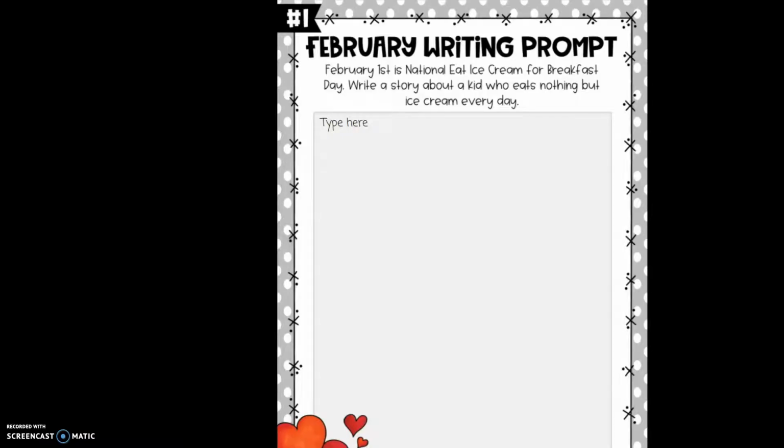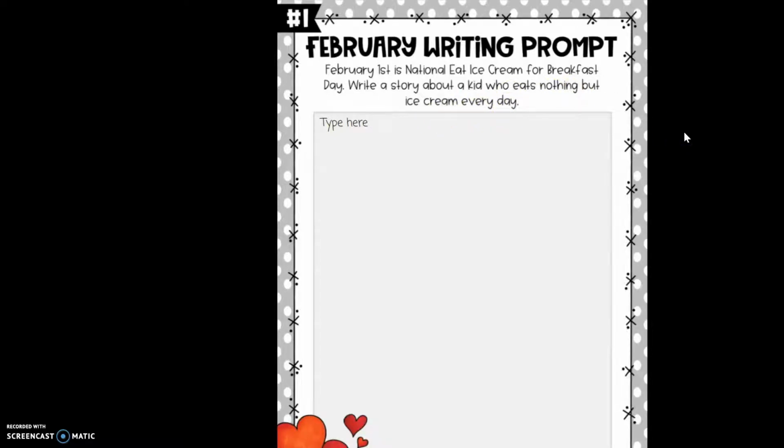Okay, scholars, so for this writing activity, we are going to be writing about a story that deals with ice cream. Okay, so I don't know if you know this or not, but February is National Eat Ice Cream for Breakfast Day, which sounds kind of silly, but you know, there's days for everything. So we are going to write a story about a kid who loves nothing but ice cream. Okay, and he eats it every single day. So it says, write a story about a kid who eats nothing but ice cream every single day.